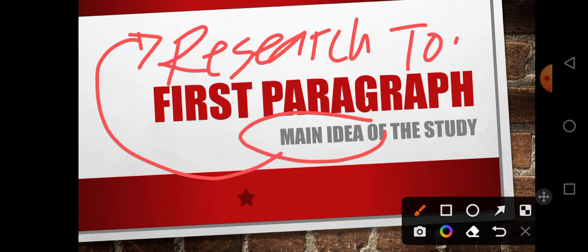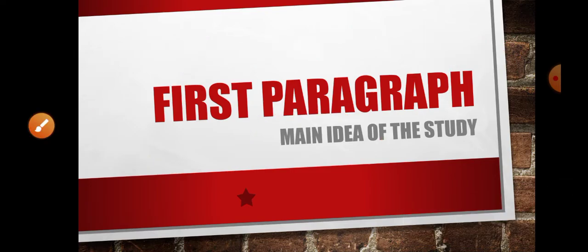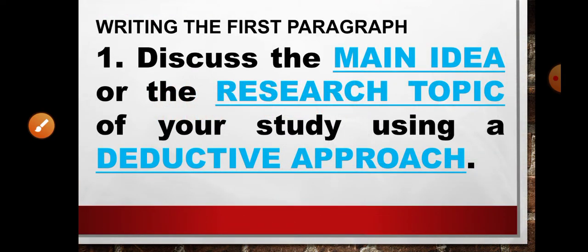That is why, class, we first discussed how you can identify your research topic, because it will be discussed in the first paragraph of your background of the study. And the first step in writing the background of your study is to discuss the main idea or the research topic.